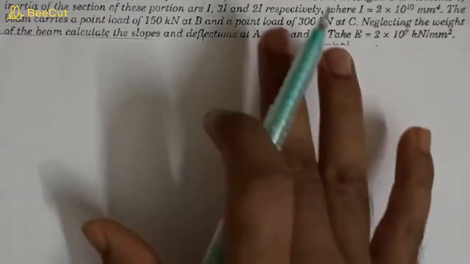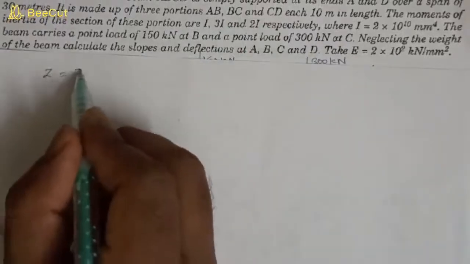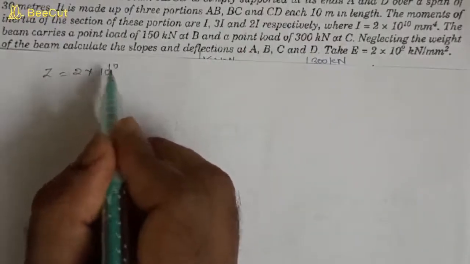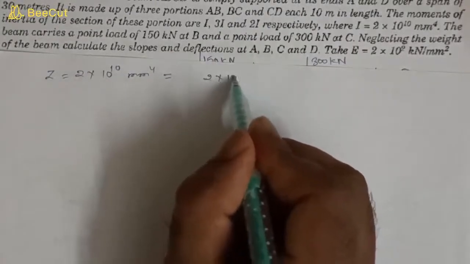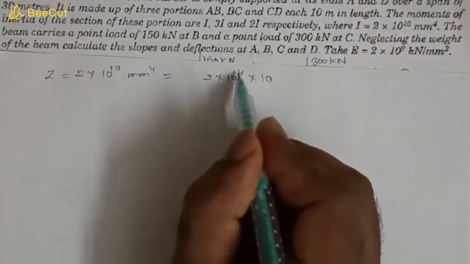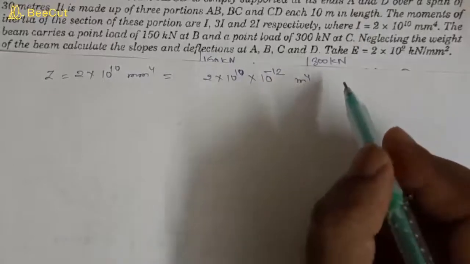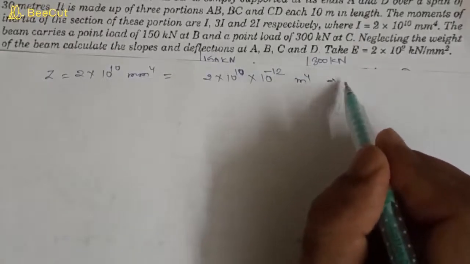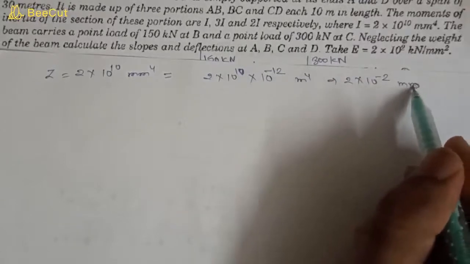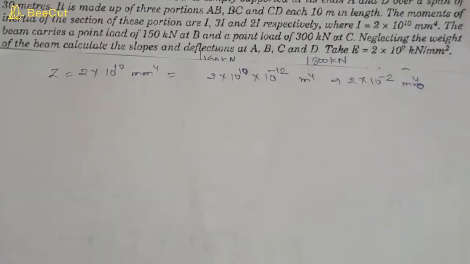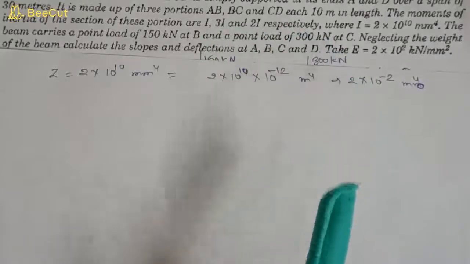Now in the question, value of I is given as 2 into 10 to the power 10 mm to the power 4. So we can write it as 2 into 10 to the power 10 into 10 to the power minus 12 meter to the power 4, because 1 meter is equal to 10 to the power 3 mm. So you can get 2 into 10 to the power minus 2 meter to the power 4. Okay, so this is the value of I, and if we have to find value of 2I and 3I, then we have to multiply it by 2 and 3.